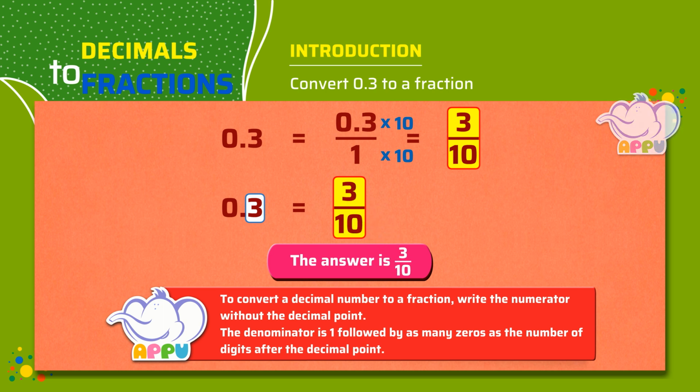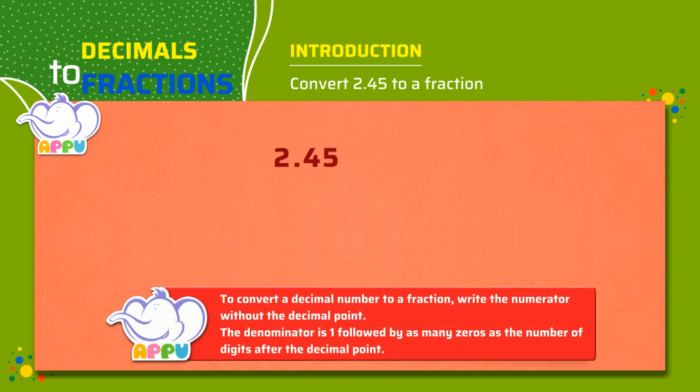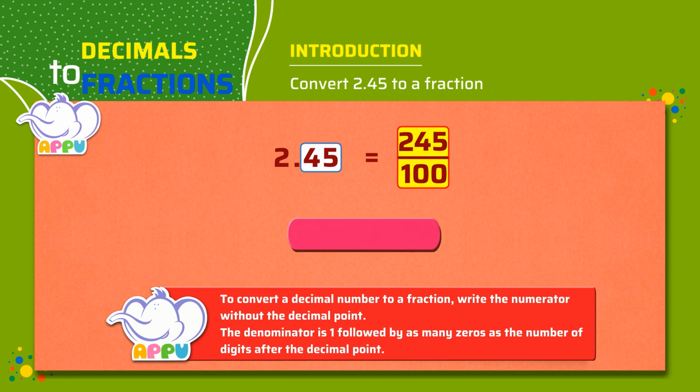Let's look at another example. Convert the decimal number 2.45 to a fraction. The numerator is the number without the decimal point, that is 245. We have two digits after the decimal point. For the denominator, we write 1 and place 2 zeros. So the answer is 245 by 100.